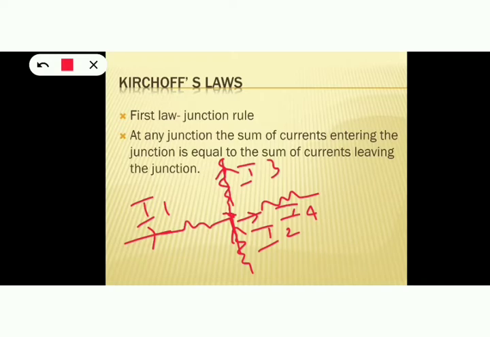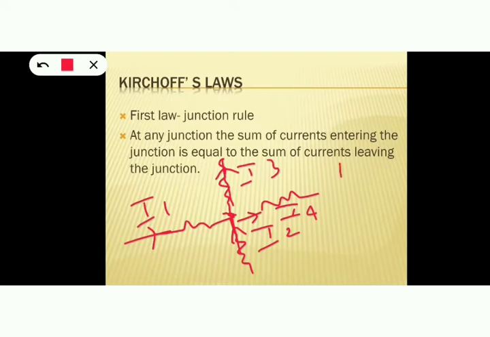So how will you express it? The current entering the junction can be considered as positive, and the current leaving the junction can be considered as negative. And the total current in a junction must be zero as per Kirchoff's laws.